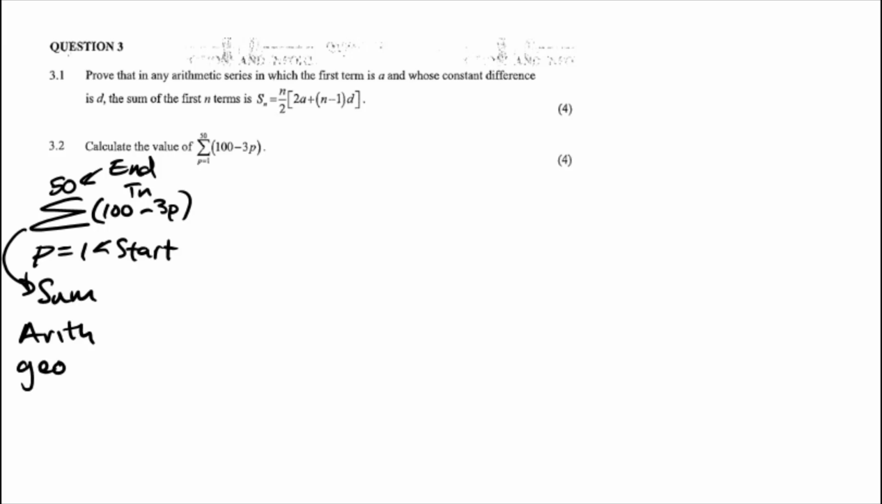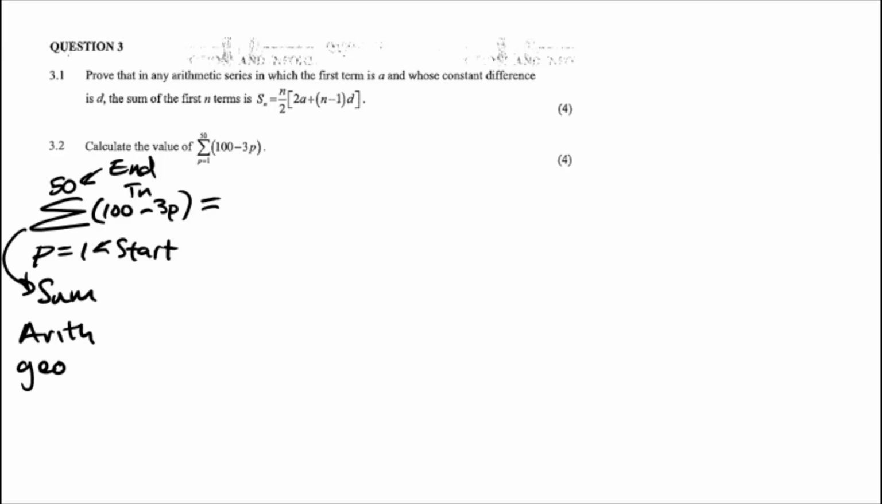So it can be the sum of an arithmetic, or it can be a sum of a geometric. But how do you find out? You expand the sigma notation. Now when you're expanding the sigma notation, you keep substituting p. Remember, p equals 1. That's your start up until 50. So now what we need to do is substitute p as 1, p as 2, p as 3.